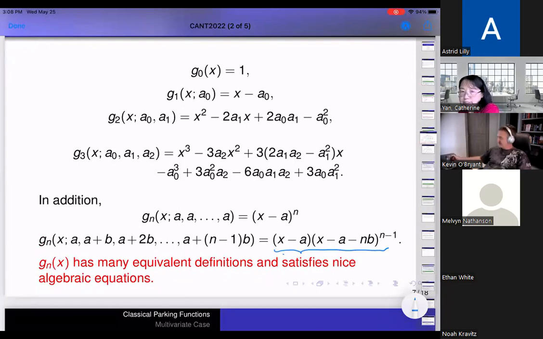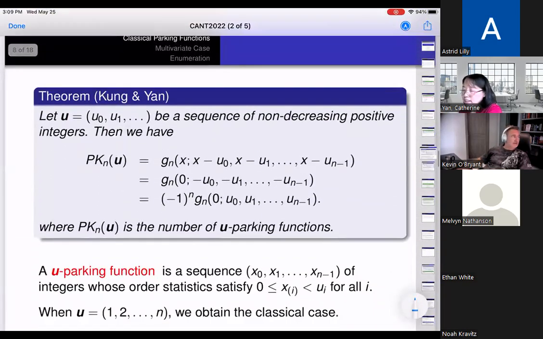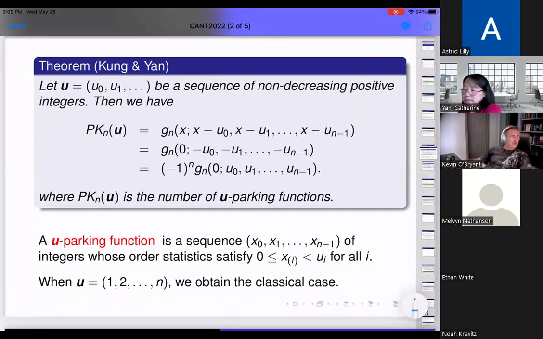Although the exact formula is not that easy to write down, nevertheless this polynomial sequence has many equivalent definitions in terms of a differential equation, recurrence, or generating function, and satisfies some nice algebraic equations. This allows us to compute these things and get a lot of nice properties. So what's the relation between the two things I talked about? It turns out the Gontcharoff polynomial offers the right algebraic tool to study parking functions.